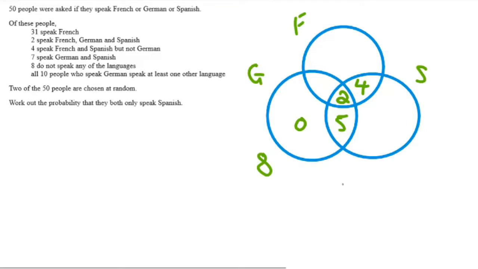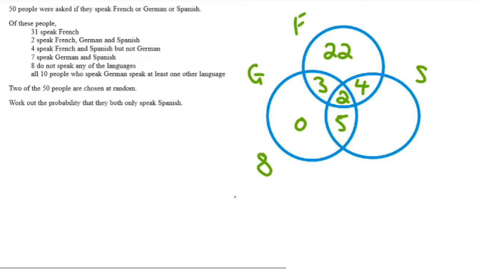So we have this information. What can we do to start filling in any more of the blanks? Well, to actually go back to that last statement, all 10 people who speak German will speak another language. Then we know there are 10 people in total in this German circle. 2 and 5, making 7, have already been used up. And that leaves 3 to go here. Now we can turn back to that French statement. So if 31 people speak French in total, and we've used up 3 and 2 and 4, that being 9 in total, if you take 9 away from the 31, that leaves 22 people just speaking French.